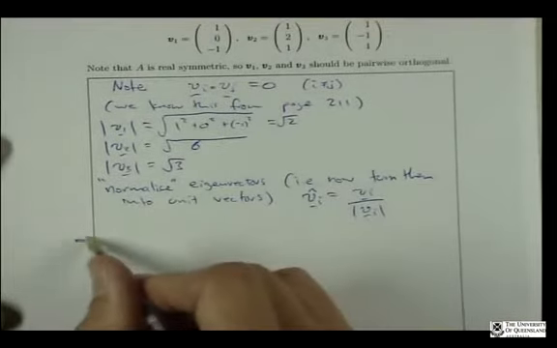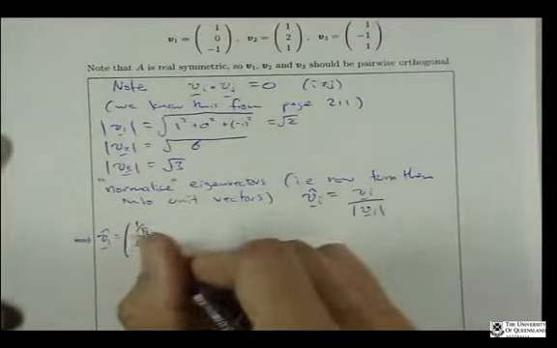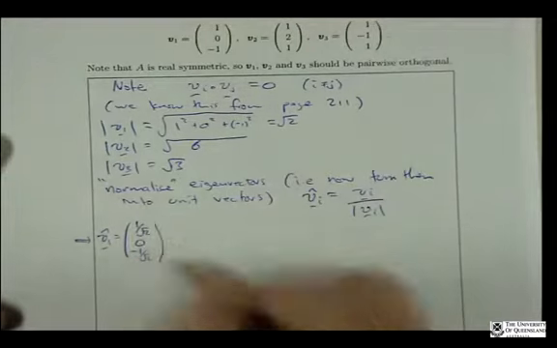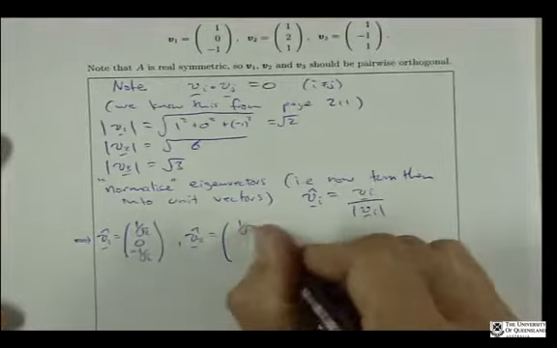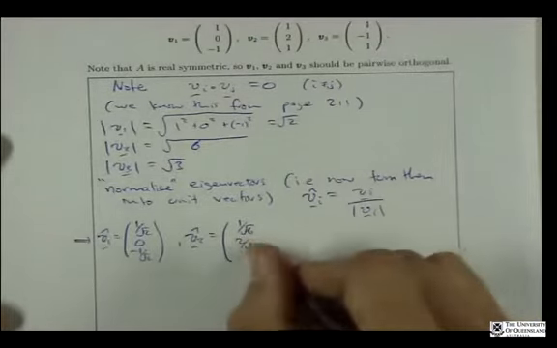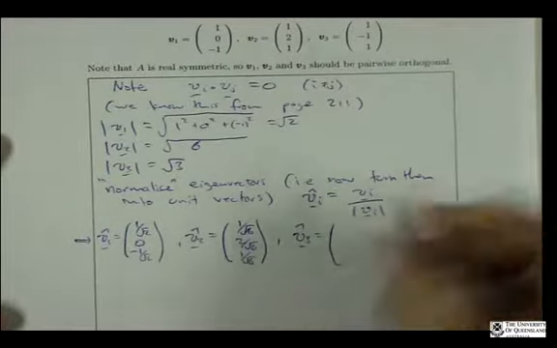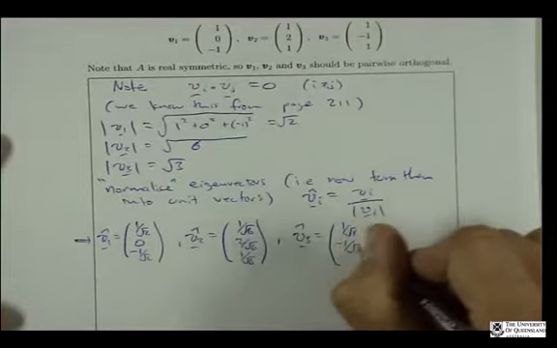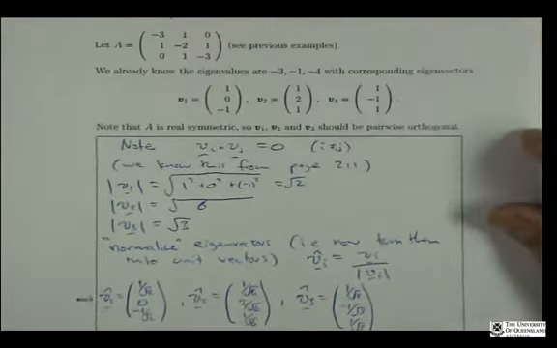So v1 hat is just going to be 1 on root 2, 0, and negative 1 on root 2. v2 hat is just going to be 1 on root 6, 2 on root 6, and 1 on root 6. And v3 hat will just be 1 on root 3, negative 1 on root 3, and 1 on root 3. Okay, so now we've got our set of mutually orthogonal unit vectors of the matrix A at the top of the screen.